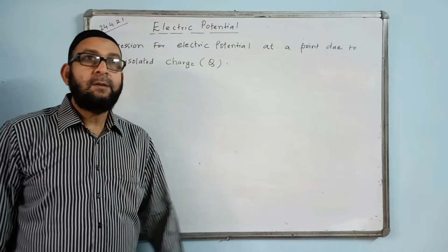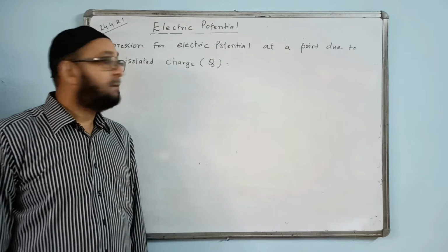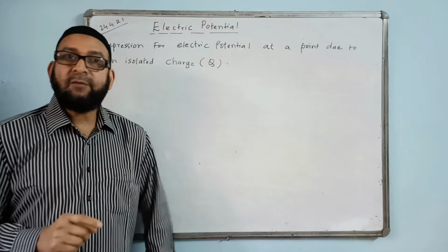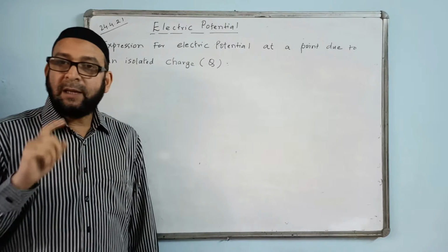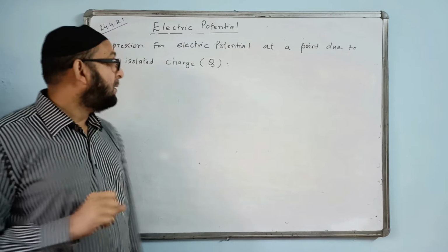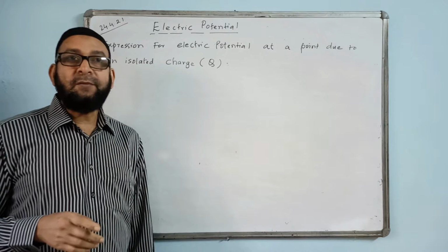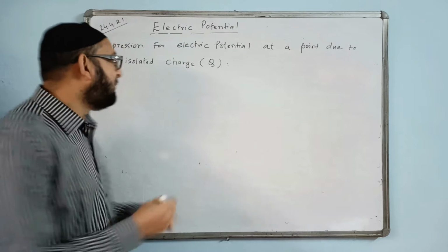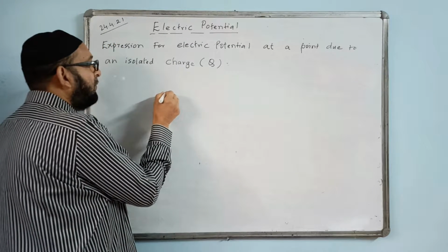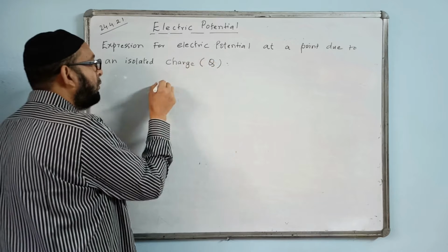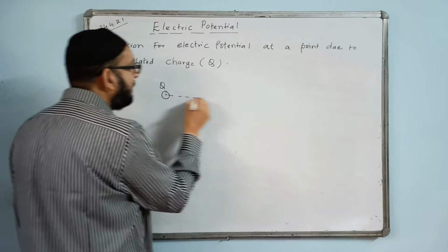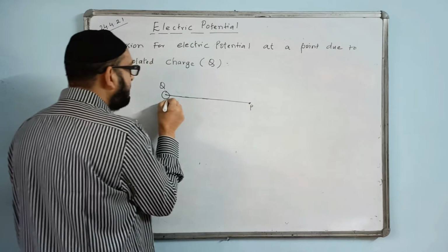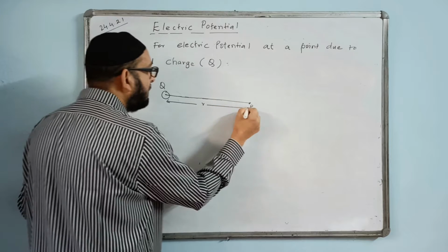If you remember, last time we had done the expression for electric field at a point due to a single charge, and what was the formula? If you remember, E equal to kq by r square. Similar way, now we will be finding the electric potential at a point due to a single charge. For that, we draw a diagram. We will take a charge Q and we are taking a point P. The distance of the point P from the charge is r.